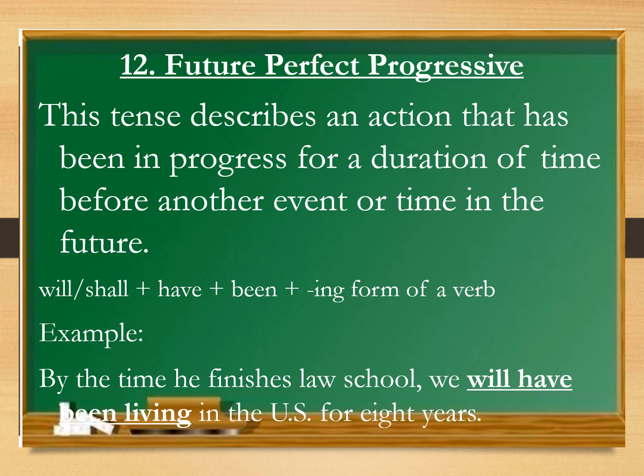Number 12, future perfect progressive. This tense describes an action that has been in progress for a duration of time before another event or time in the future. We have will or shall plus have plus been plus the -ing form of a verb. Example: by the time he finishes law school, we will have been living in the US for 8 years.